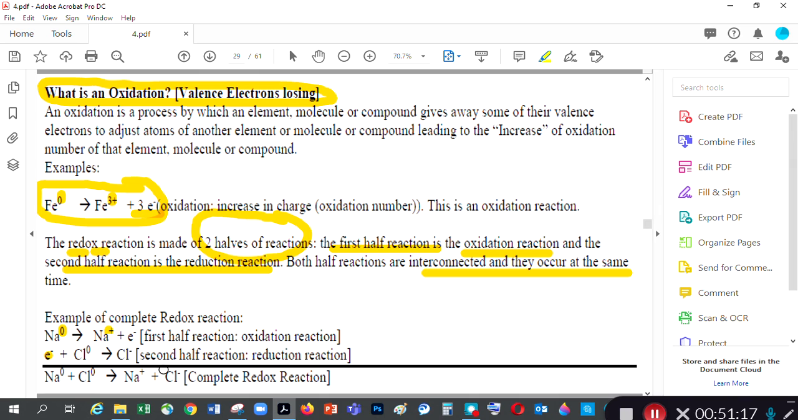Then the complete redox reaction will be the sum of both halves of the chemical reaction equations, and here it is, the complete redox reaction.